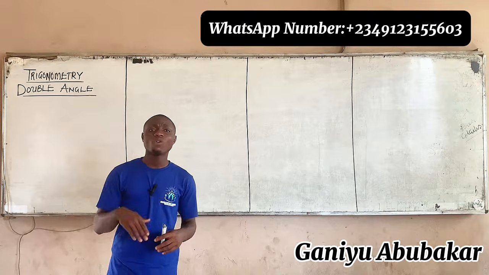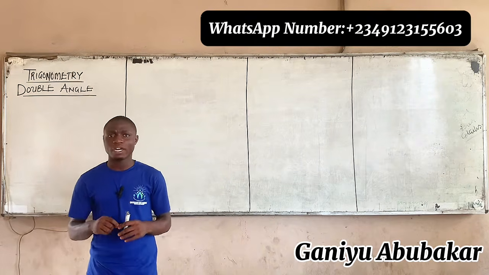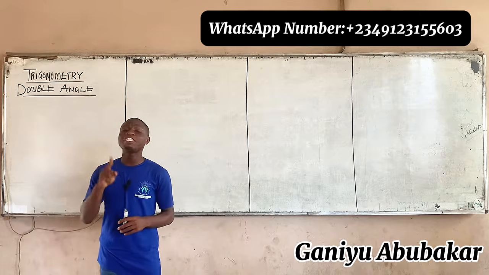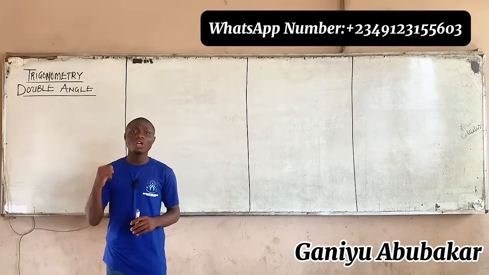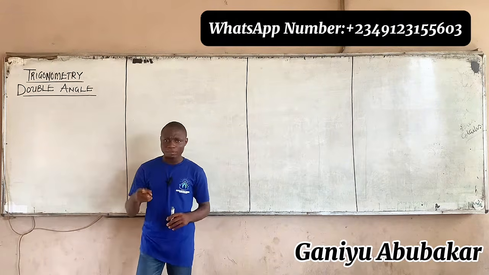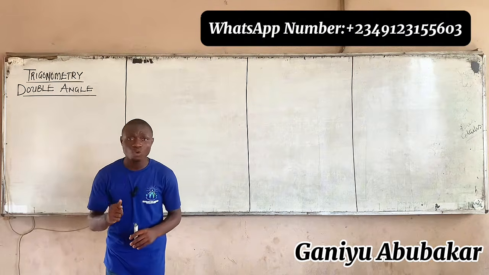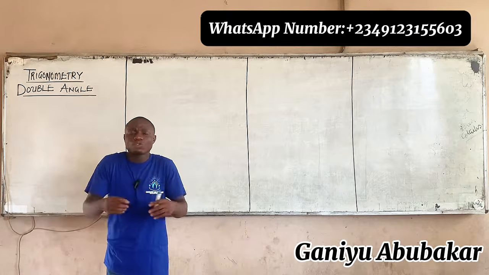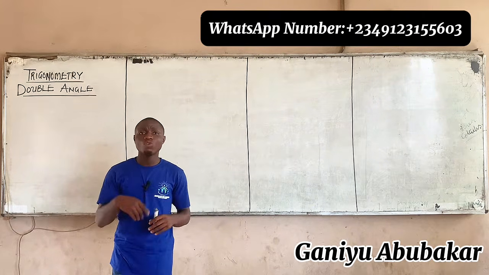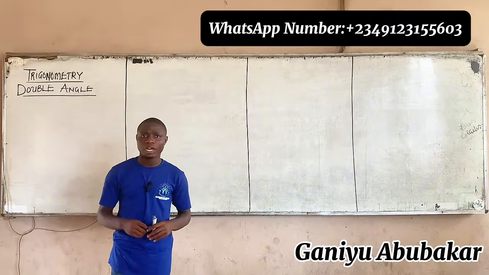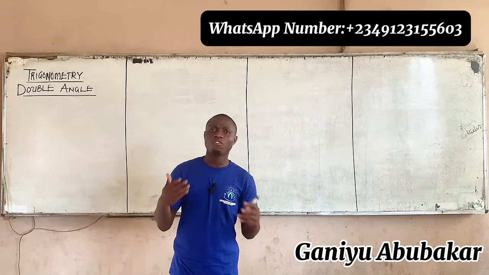And then we'll look at what we refer to as the half range angle formula. Mind you, the half range angle formula is different from the half angle formula. So we look at two concepts, starting from the double angle formula and the half range angle formula. Next class, we'll look at the half angle formula, then the triple angle formula. Let's start with the double angle formula.